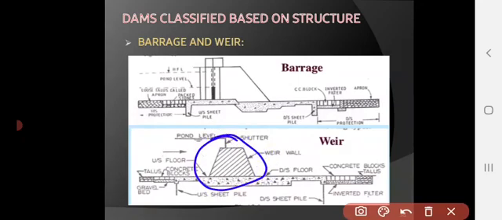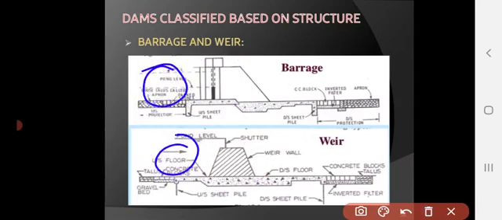1 and 2. What is the function? We are discussing the dam. So these are the dams, right? So what is the function? They store water on its upstream. How? By constructing these barriers. What will you see in these two barrier constructions?